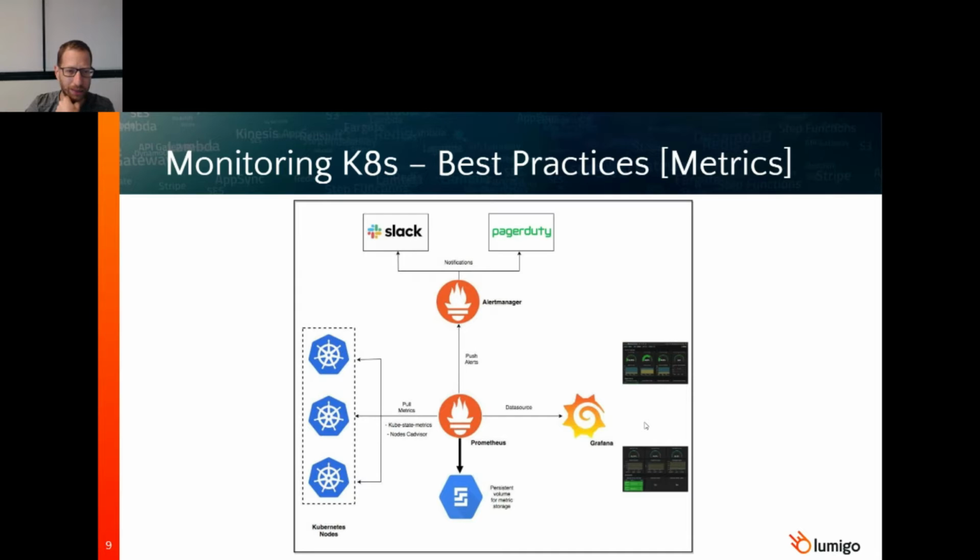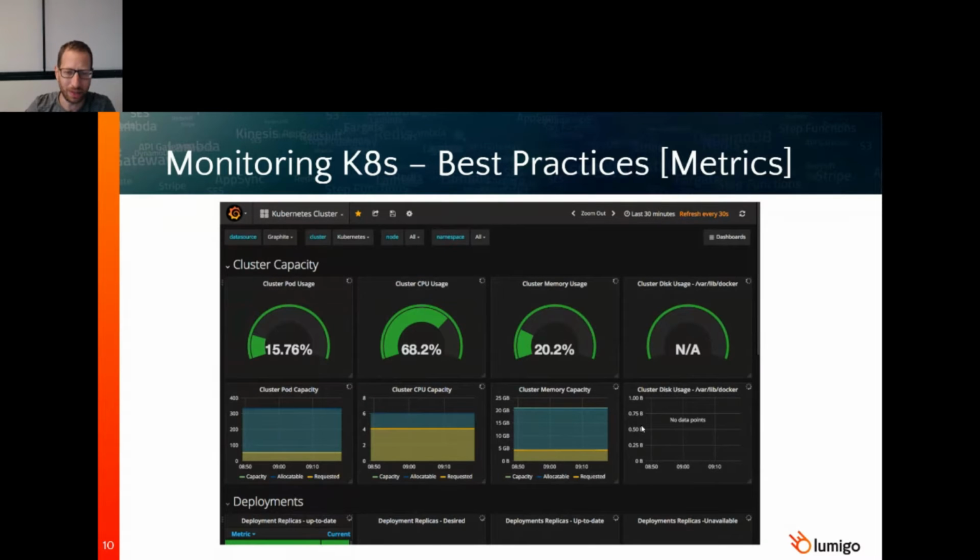That's great because it already provides you a lot of what you need, for example the cluster capacity, and we talked about the different parts: the hardware, the pods, the availability, the readiness. So this is with regards to the health dashboard and the metrics.